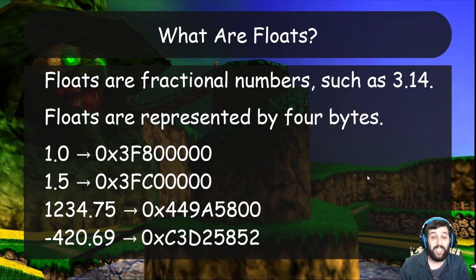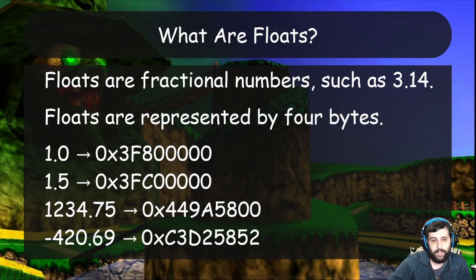The only thing that it has an issue with is rounding. So -420.69 isn't exactly this value. In fact, this is the closest it can get. I tried out a few things, and it's close enough to the point where you can say it's that.